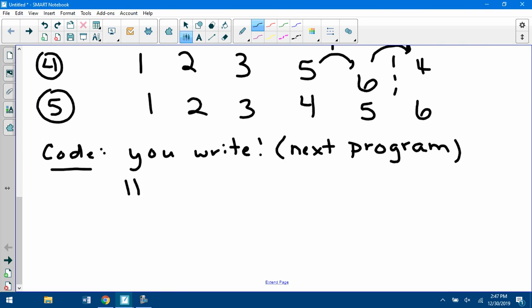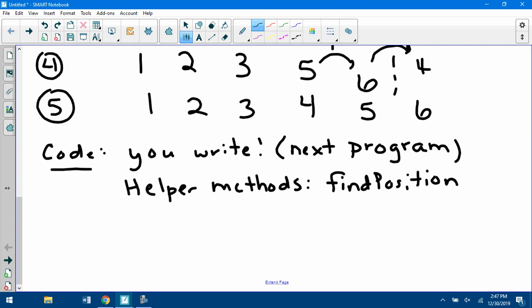Remember, we got two helper methods. We're going to have find position, where it finds where the current element needs to go by looking for something smaller. And it's going to have shift, which is not a swap. So I'm even going to make a note here. For shift, no swapping. You have to save the current element and then move everything down.